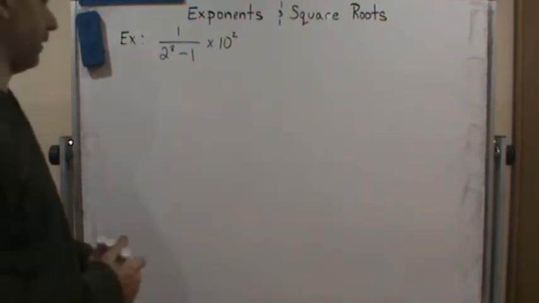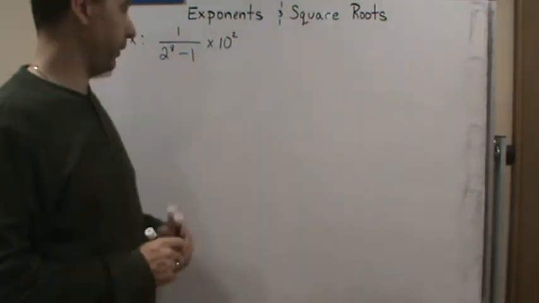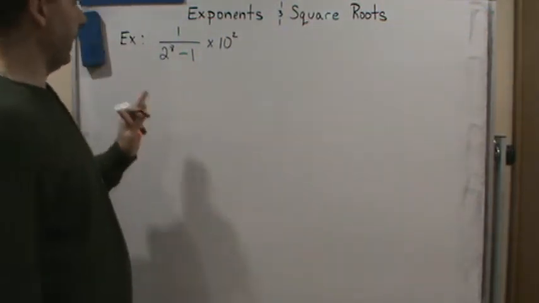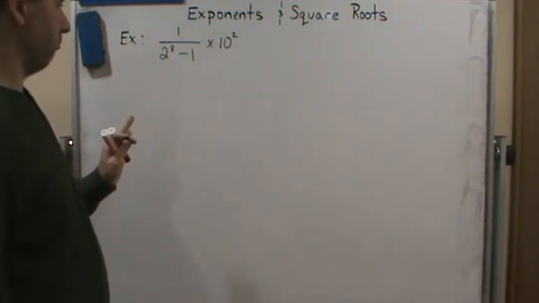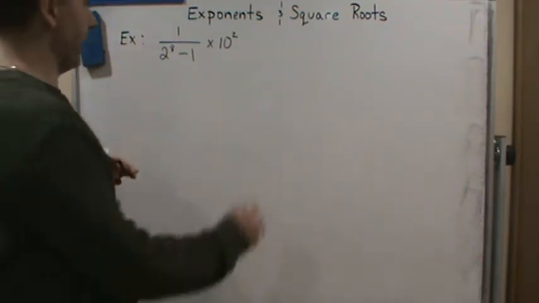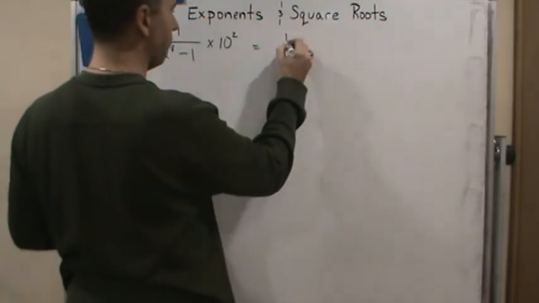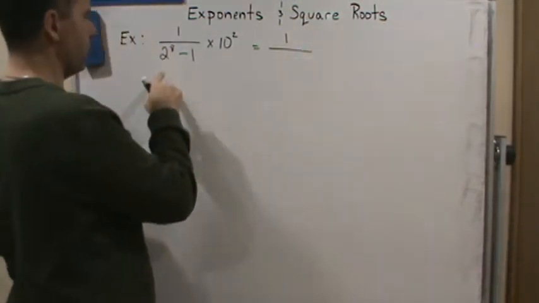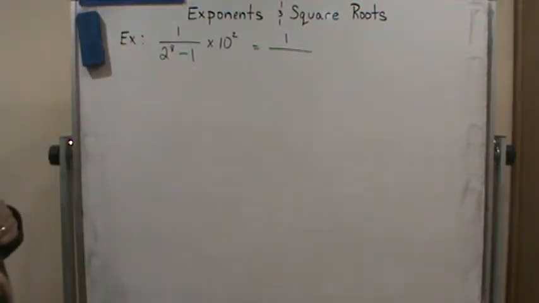So how do we evaluate this? By using order of operations. So again, exponents first, right? So we're going to do exponents first. So this is going to be 1 over what? 2 to the 8th power. So that's doubling, right?